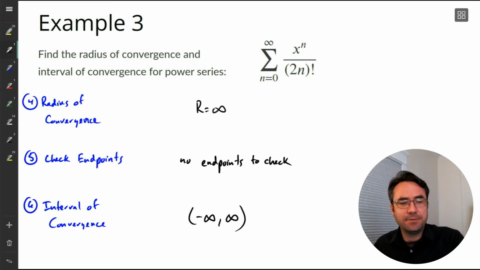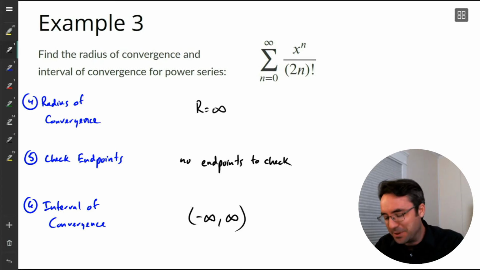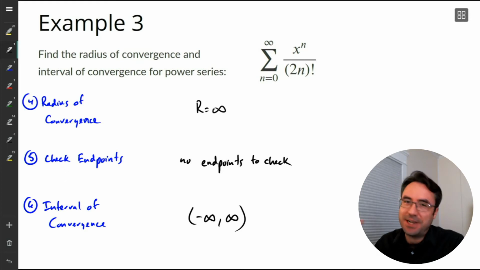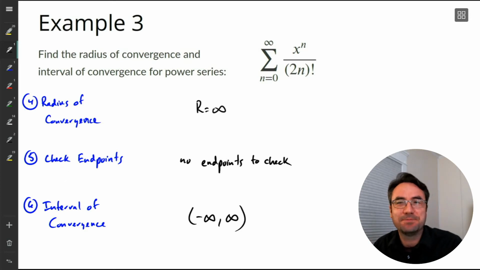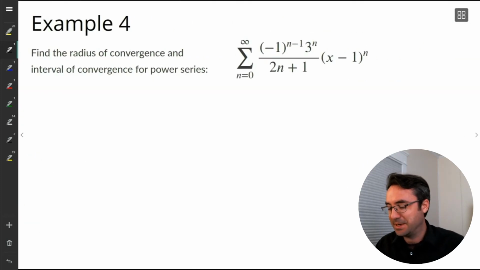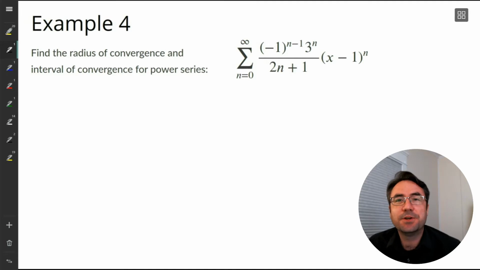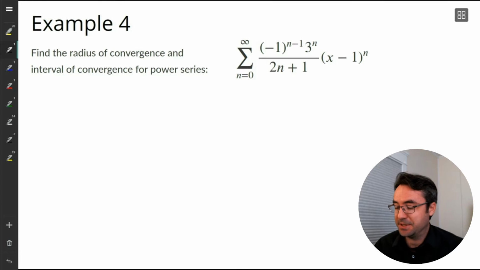Let's try another example where we have to check the endpoints. Normally you're feeling like you're getting close, and then you have these endpoints to check, and it's a bit more work. So let's look at example 4. We're going to find the radius of convergence and the interval of convergence for this power series: the sum from n equals 0 to infinity of (-1) to the n minus 1 times 3 to the n over 2n plus 1, times (x minus 1) to the power n.